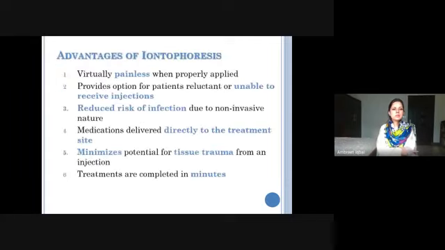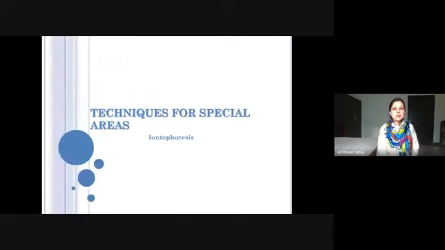Advantages of iontophoresis: virtually, it's painless when properly applied. It provides an option for patients who are reluctant to have an injection. It also reduces the risk of infection because it's a non-invasive approach. The medication is delivered directly to the treatment site. It minimizes the potential for tissue trauma caused by an injection. The treatment is completed in minutes instead of hours.